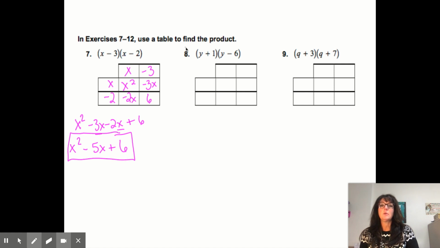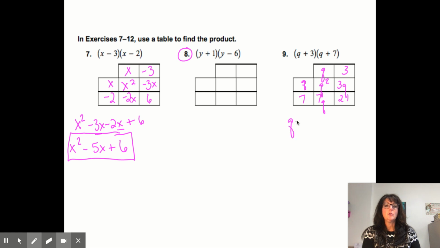All right, so I want you to do number 8, fill out this table, and then go ahead and simplify. Number 9, the q and the 3 and the q and the 7. So q squared, 3q, 7q, and 21. Remember, descending order of the variable. I want to put the highest degree term first. 7 plus 3 is 10q, and then plus 21. So instead of writing every term in the box and doing it like this, I just simplified it as I wrote it out.